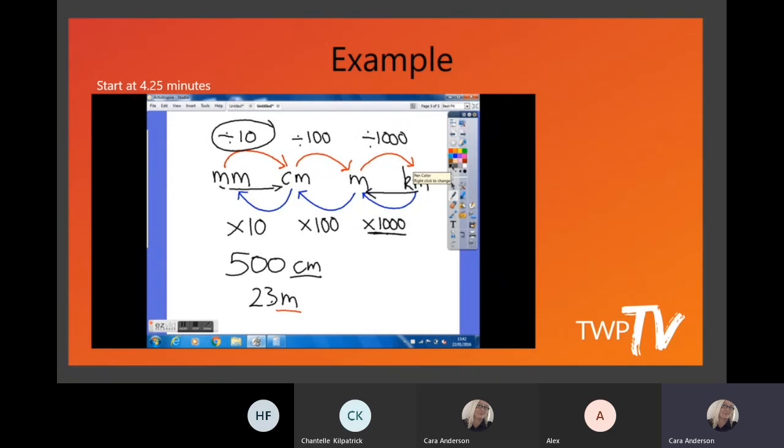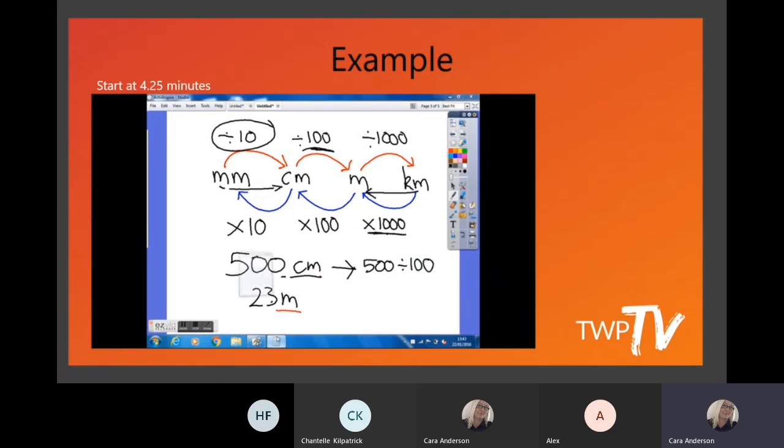It doesn't actually matter which one you convert, so we could convert the 500 centimeters to meters, or we could change the 23 meters into centimeters. For the purposes of the example, I'm going to change the 500 centimeters across into meters. So we're going to convert this top one. Now if we go back to our diagram, we need to find the section that tells us how to convert centimeters to meters. So that is actually this one, and that's dividing by 100. So that's what we need to do. We're just going to do 500 centimeters divided by 100, and that should give us our answer in meters.